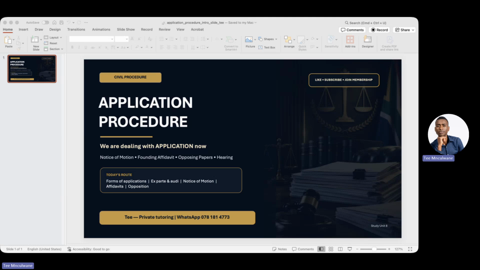So how does this connect to the audi alteram partem rule? The audi rule says that a person whose rights or interests may be affected by a decision should be given an opportunity to be heard. This is a basic principle of fairness. So in civil procedure, it means that applications should generally be brought on notice to the respondent. When we bring an ex parte application, we are temporarily moving away from the audi rule. That is why the court is super strict.